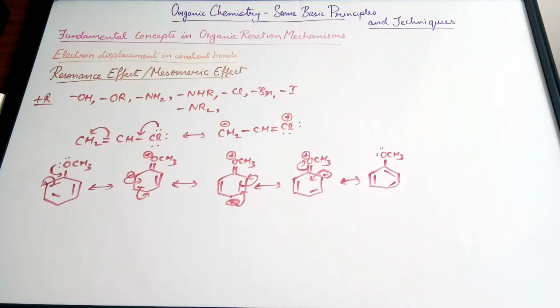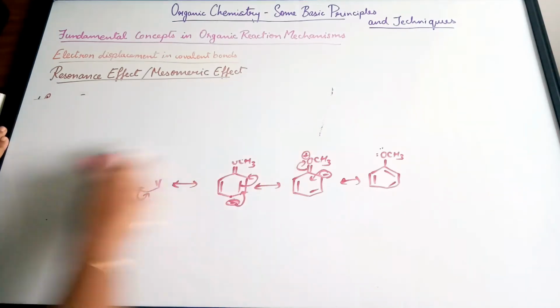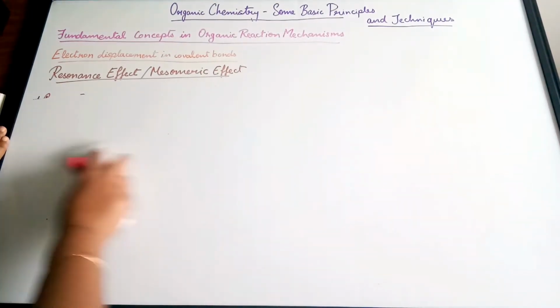Now in this case, the electrons were donated by the substituent. So this is about plus R effect. Plus R effect is shown by electron releasing groups, whereas minus R effect is shown by electron withdrawing groups, or rather the substituents tend to withdraw electrons from the chain.